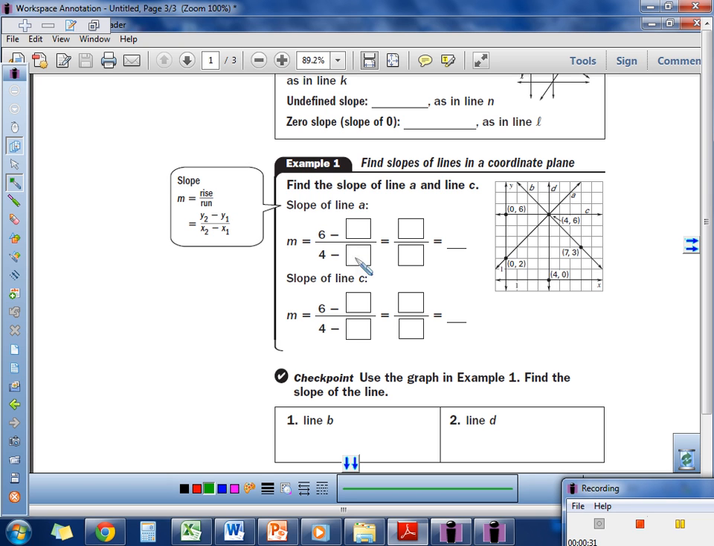And then they start us off a little bit. They give us some values. First off, they say find the slope of line A and C. So we're looking at line A, which is where? Oh, there it is.